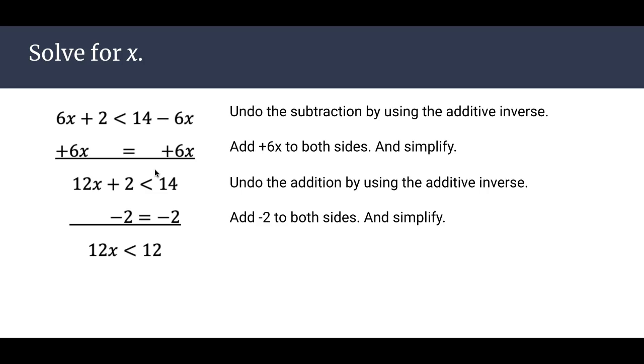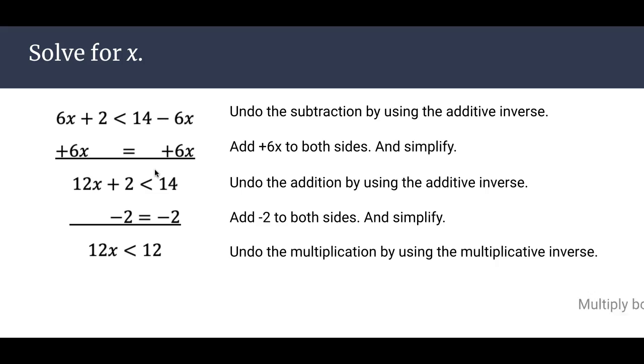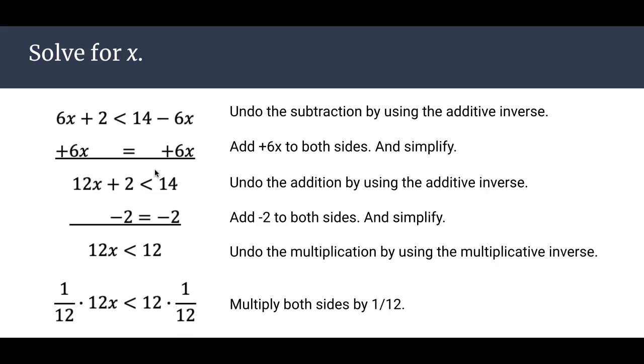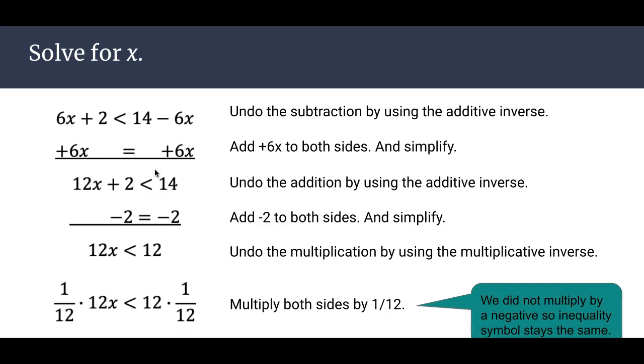Dividing by 12 is going to be 12 divided by 12, which is going to be 1, and you'll end up with x is less than 1. Okay, there's that 1/12. They're showing you that there. It's not a negative, so the sign stays the same. It doesn't flip. And then when we simplify, there we go.